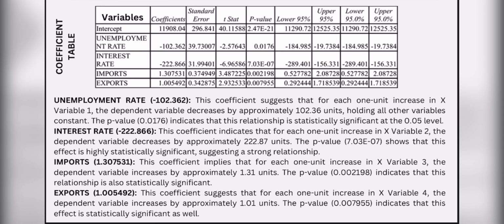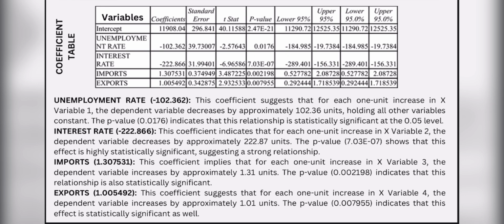Likewise, the interest rate also impacts the economy negatively, with a coefficient of minus 222.866, which indicates that for each 1 unit increase in the rate of interest, the dependent variable decreases by approximately 222.87 units. Also, the p-value of 7.03e minus 07 shows that this effect is highly statistically significant, suggesting a strong relationship.